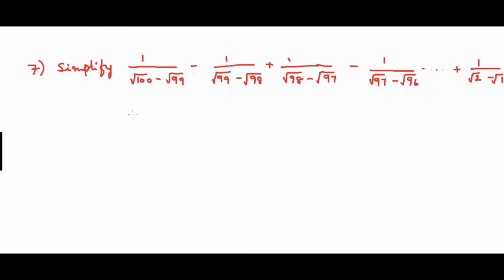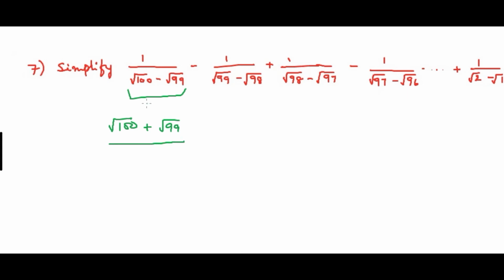Yeah, this is the question. Okay, we need to simplify this. First, let us see the first term and how we can simplify this part. So this part is very easy. So square root of 100 plus square root of 99. Let me multiply and divide with square root of 100 plus square root of 99.